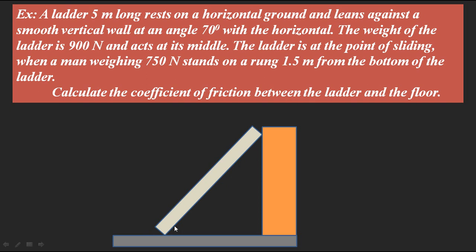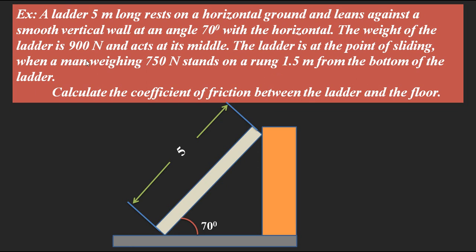So we need to analyze the contact point between the ladder and the floor itself here. And this ladder is making an angle of 70 degrees with the horizontal, the angle of inclination. The length is 5 meters and the angle of inclination is 70 degrees. That is, a 5 meters long ladder rests on horizontal ground, that is the floor, and leans against a smooth vertical wall at an angle of 70 degrees here.